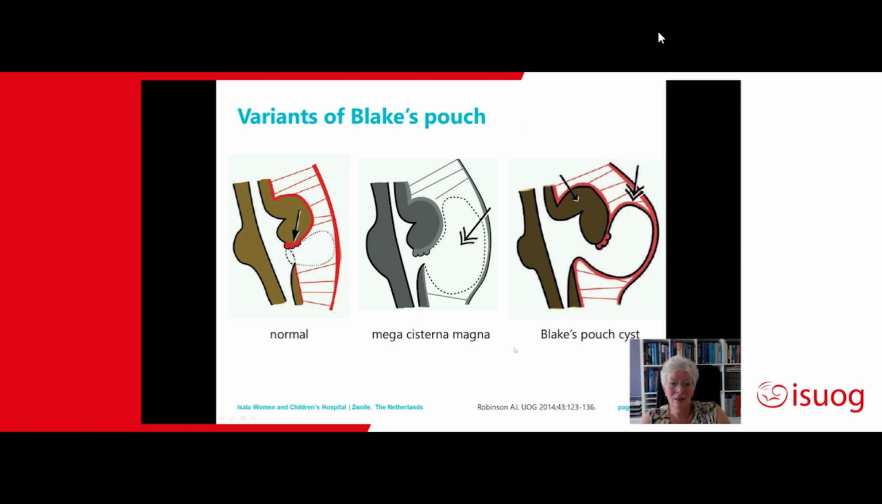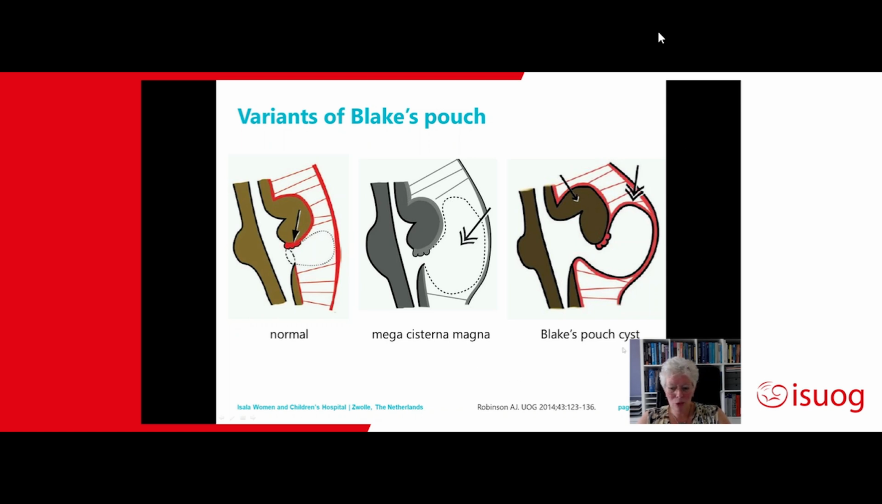Then we're going to take a look at variants of this Blake's pouch. So this is the normal situation, and here we have the megacisterna magna. So if this pouch extends more, then we have a megacisterna magna, we have a normal vermis with a normal position of the choroid plexus, but much more fluid inside the posterior fossa.